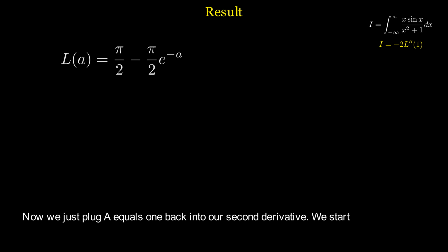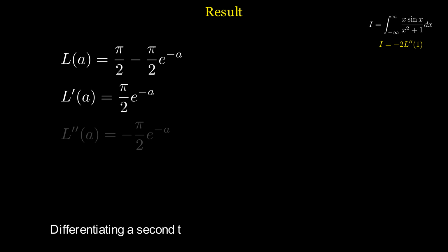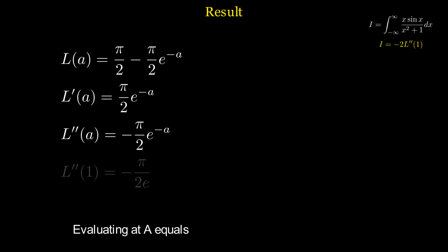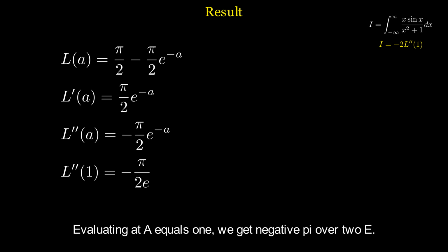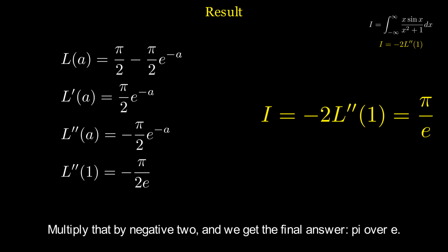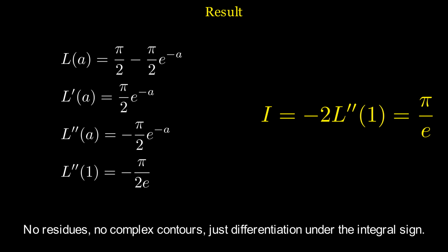Now we just plug a equals 1 back into our second derivative. We start with our formula for L of a. Differentiating once gives us L prime. Differentiating a second time gives us the L double prime we need. Evaluating at a equals 1, we get negative pi over 2e. Multiply that by negative 2, and we get the final answer, pi over e. No residues, no complex contours, just differentiation under the integral sign.